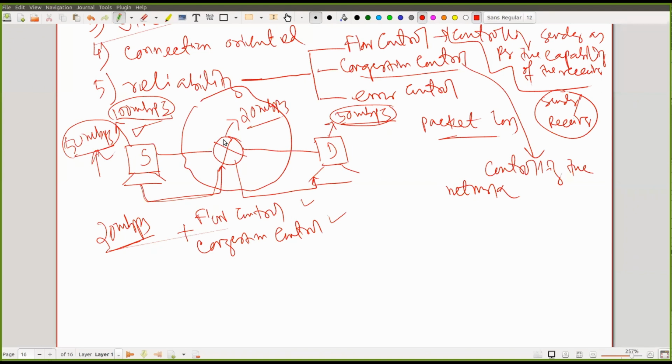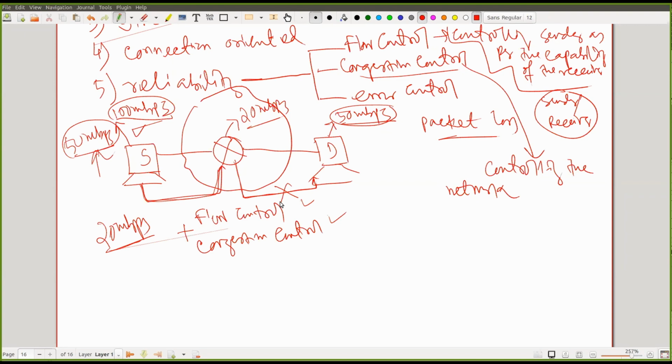But whenever we are communicating packets, there is every chance. Let's say a packet I send from source to destination. Now it has come from source to router. While it is being sent from router to destination, the packet may be lost. The packet may be lost. You can't guarantee that.